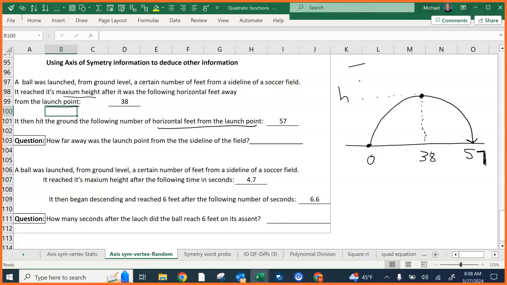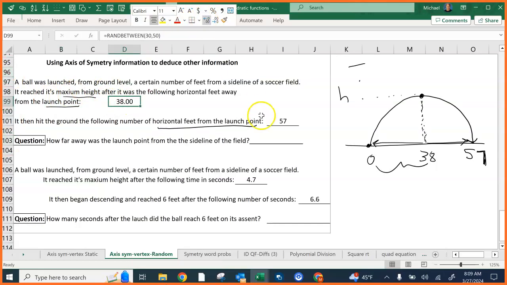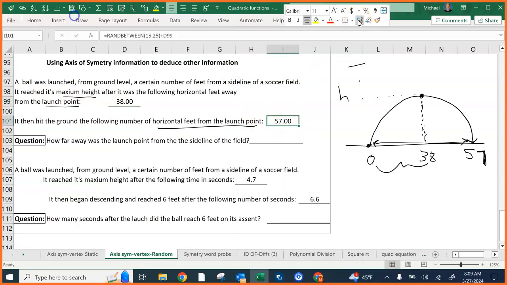So what we know is that parabolas are symmetric, meaning this line that goes around the middle, which we're going to call the axis of symmetry, splits this thing in half, which means the distance from here to here is going to be the same as the distance from there to there. We already know this is 38. Actually, this probably is 38.5, to be honest with you. Why is this 57? That's odd. Okay, anyway, the numbers are the numbers.